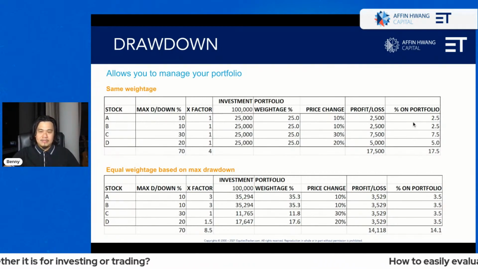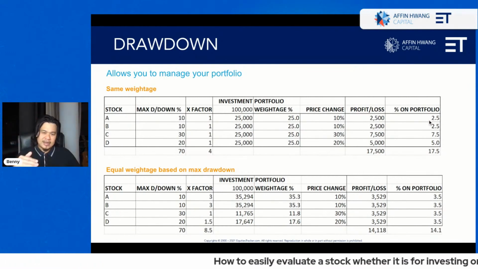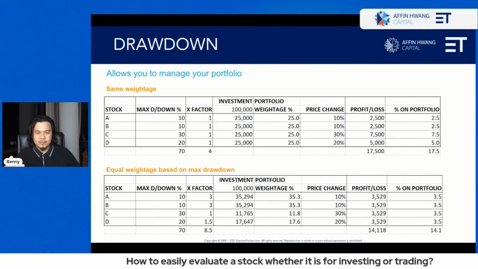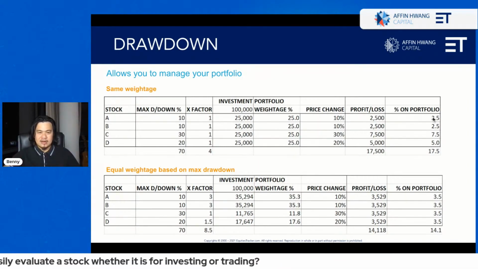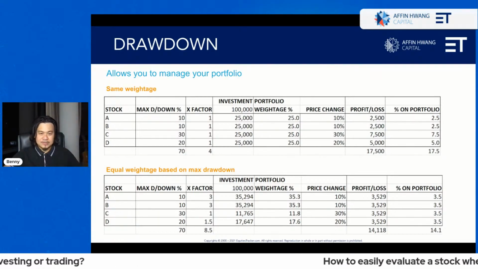The effect on the portfolio is the last column here. So for stock A, because the price went down 10%, you lose 2,500, which is actually 2.5% of your 100,000. So you lose 2.5% of your portfolio for stock A, although the stock price has gone down 10%.